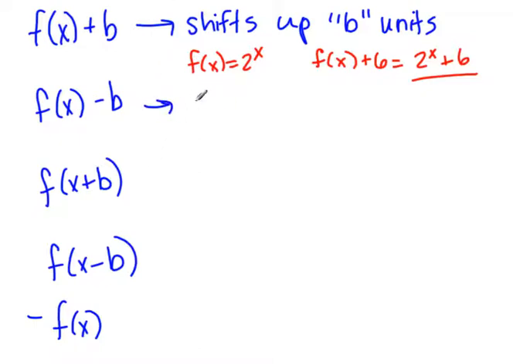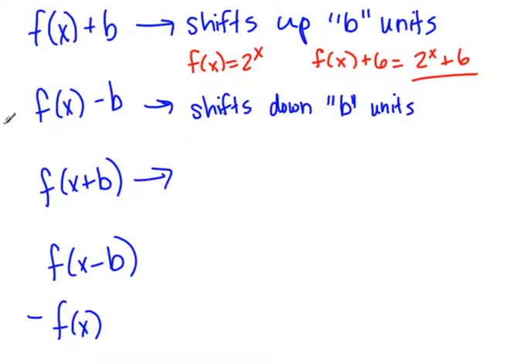So what do you think a minus does at the end? It shifts down b units. It would just go down. Now, this one right here, x plus b, that's with the exponent.